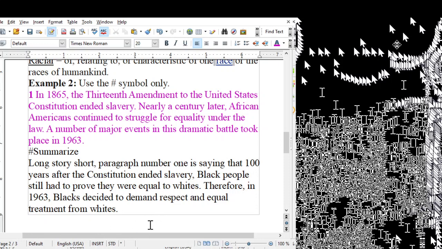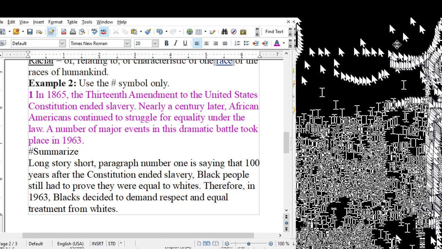So I said, long story short, paragraph number 1 is saying that 100 years after the Constitution ended slavery, black people still had to prove they were equal to whites. Therefore, in 1963, blacks decided to demand respect and equal treatment from whites. I summarized this paragraph in 2 sentences. That's it. To do a summary, you should be able to summarize a paragraph in 2 to 3 sentences. No more, no less. So that's how you have a conversation with the text. That's how you annotate.